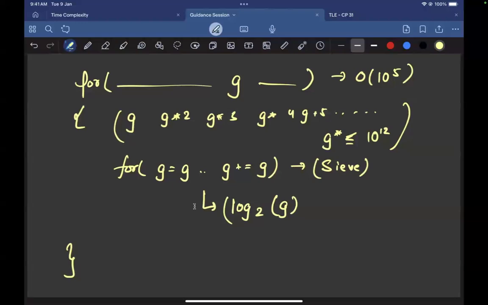Log base 2 of something like a G order. Is that right? Is this good to write this over here? Does that make sense? Vineet is saying yes. Nazir, is this right?